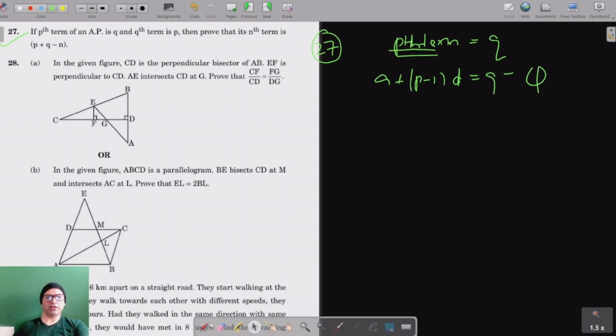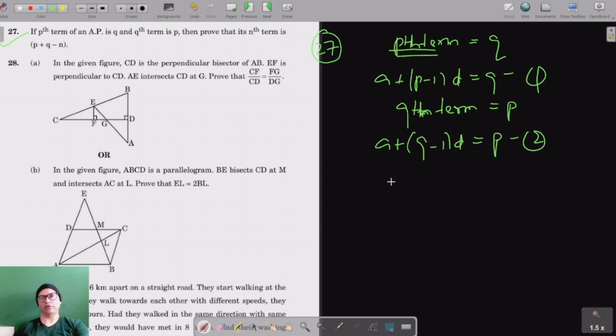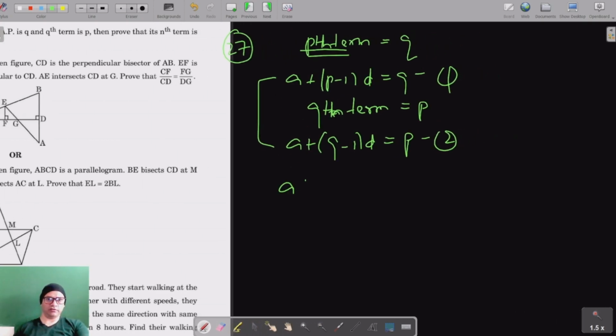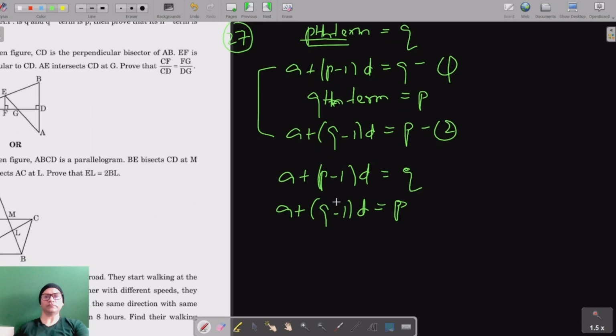Similarly, it's given that the qth term is equal to p, so the qth term is a plus q minus 1 into d, which is equal to p. This is equation 2. Now, if we subtract these two equations, we will get the value of d. So this is a plus p minus 1 into d is equal to q, and this is a plus q minus 1 into d is equal to p.